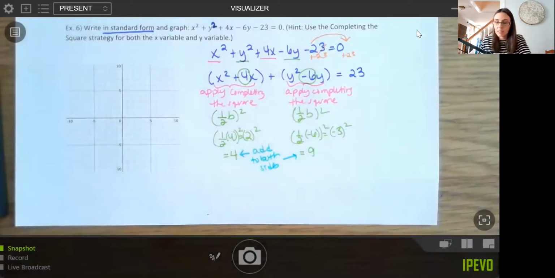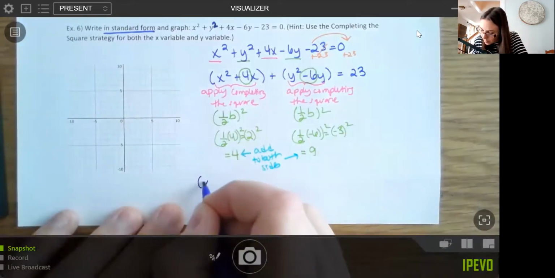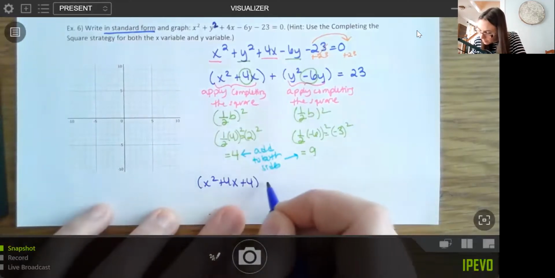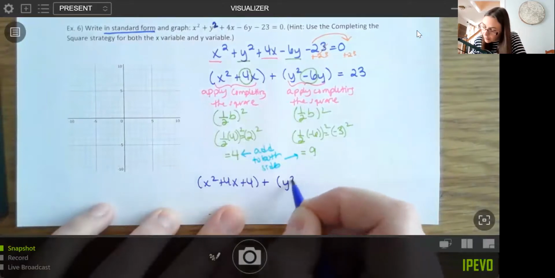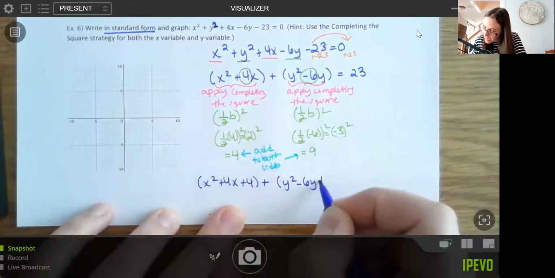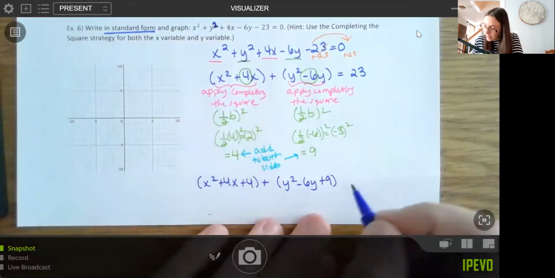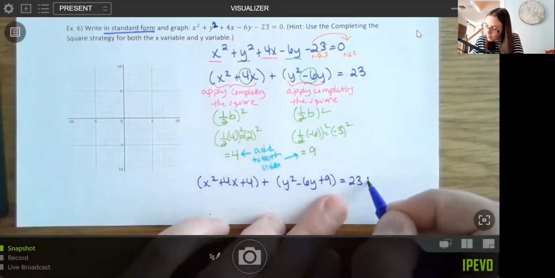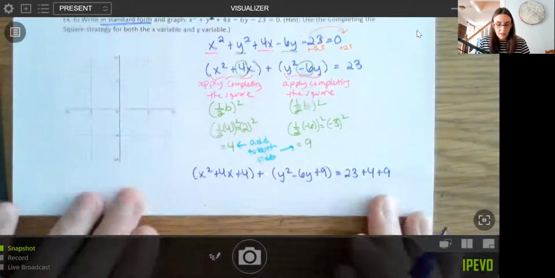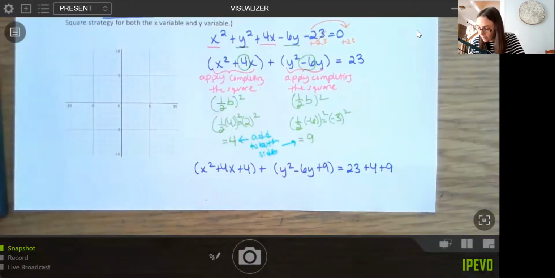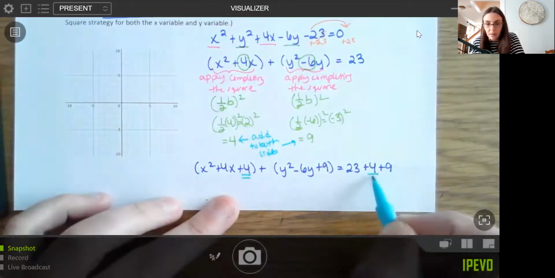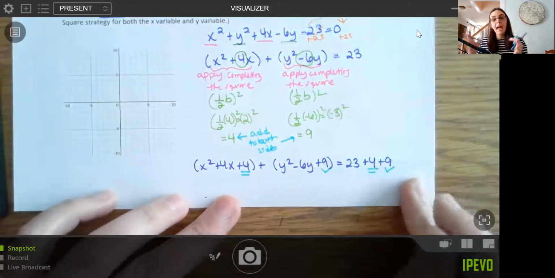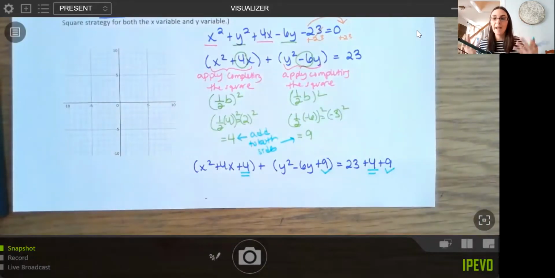And it's going to look like this. So I have the x squared plus 4x group, and I'm going to add a 4 there. Then I have my y squared minus 6y group, and I'm going to add the 9 here. On the other side, I have the 23, and then don't forget I have to add these to both sides. I'm going to add a 4, and I'm going to add a 9. So I added the 4 here and here, and then I added the 9 here and here. We have to add them to both sides to keep the equation balanced.